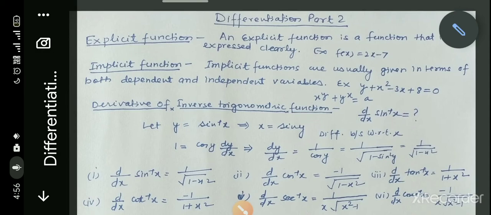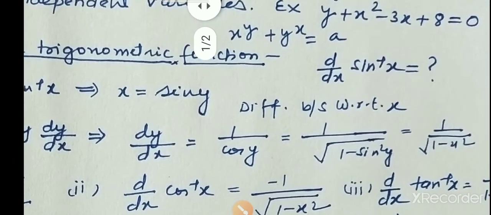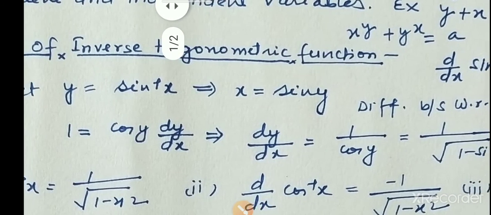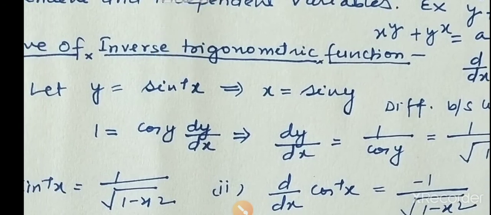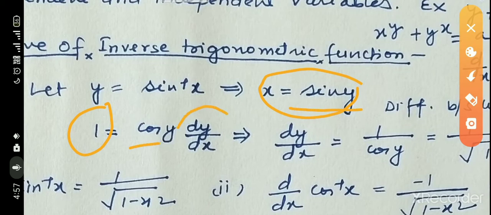In this case, let us take an example of dy by dx of sin inverse x. So how to find derivative of sin inverse x? Simply put y is equal to sin inverse x. Then by property of inverse trigonometric function, x is equal to sin y. Now differentiating both sides with respect to x, derivative of LHS will be 1, and derivative of RHS will be cos y and dy by dx.